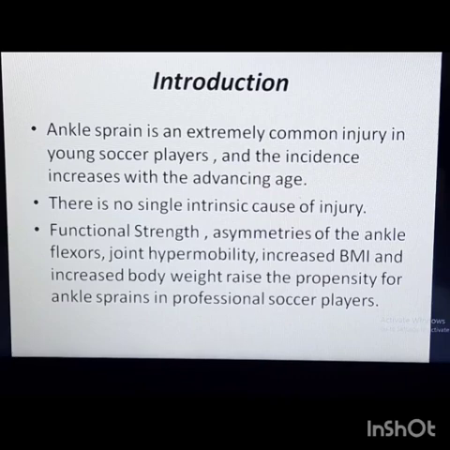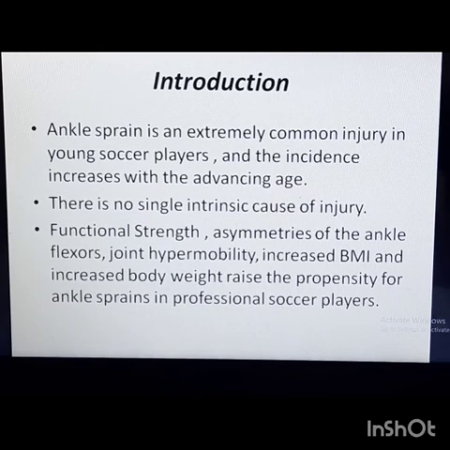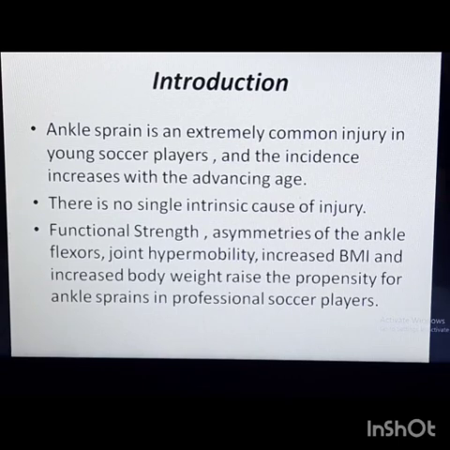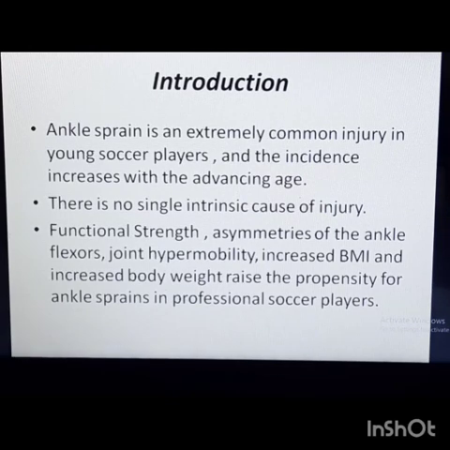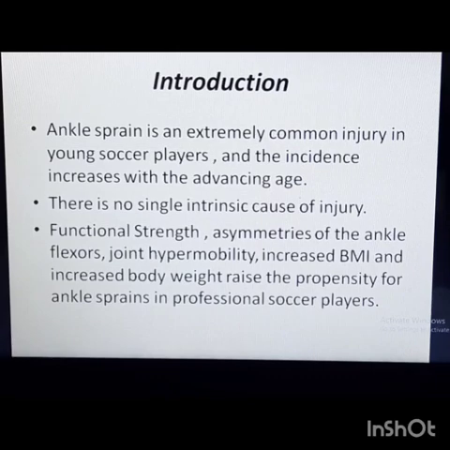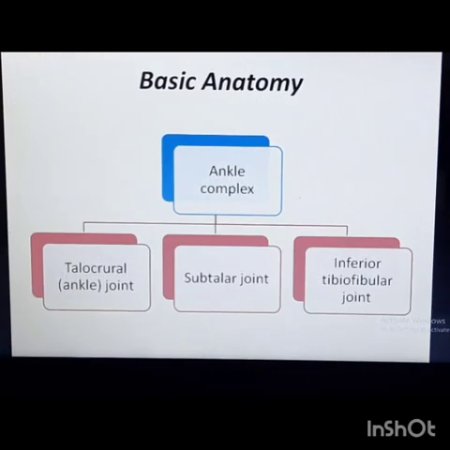There is no single intrinsic cause of injury. That means there is no one particular cause or mechanism. There are lots of other factors that contribute to the cause of injury. For example, functional strength, asymmetries of ankle flexor strength, hypermobility, increased BMI, and increased body weight raise the propensity for ankle sprain in professional soccer players.